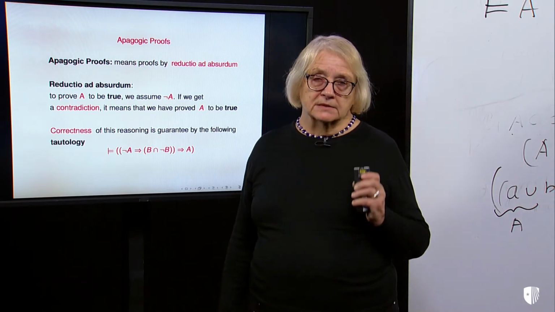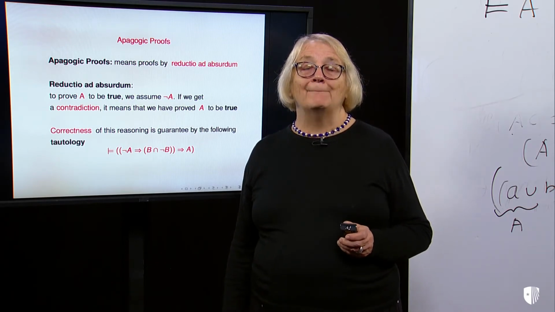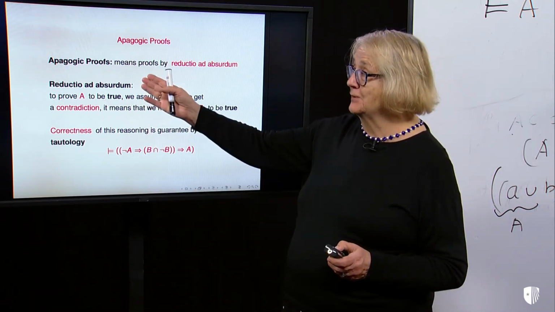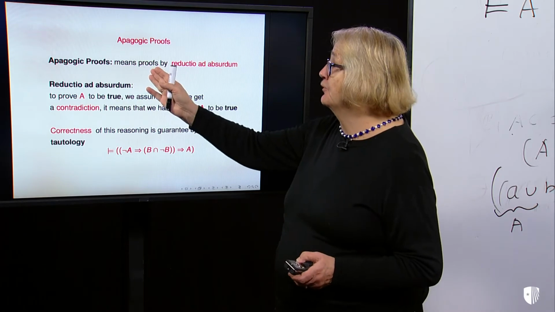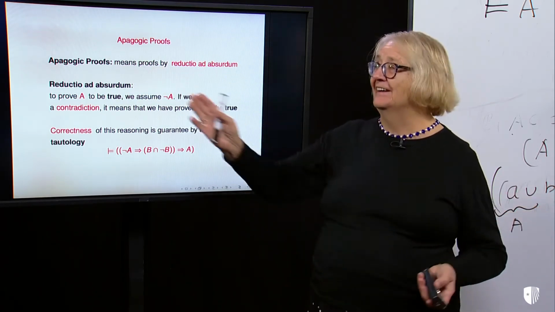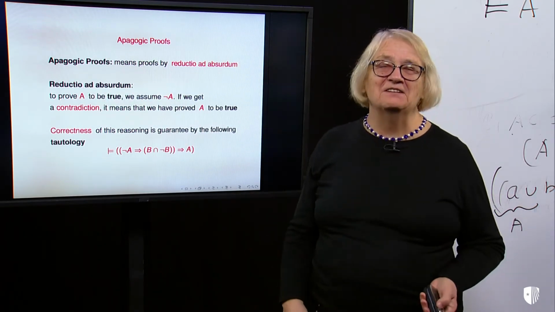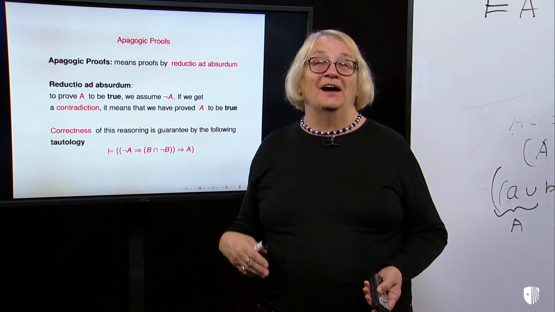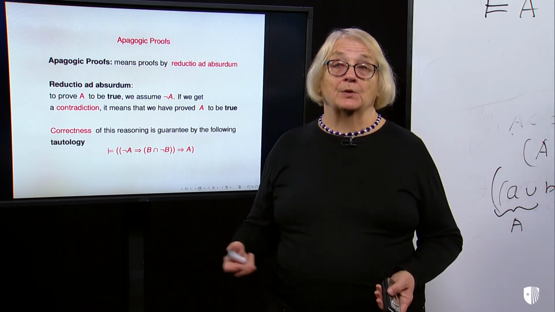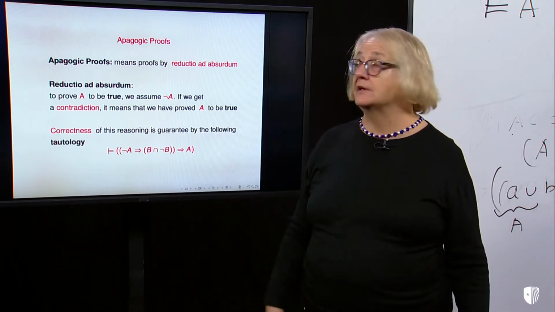So the next important thing is what is called apagogic proof. So that is a nice statement. Apagogic proofs means proofs by reductio ad absurdum. So you have one strange word defined by the Latin. It means you prove by reduction to contradiction, to absurd, which means contradiction.